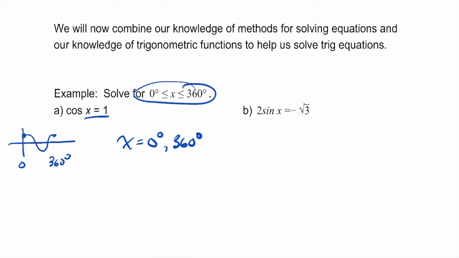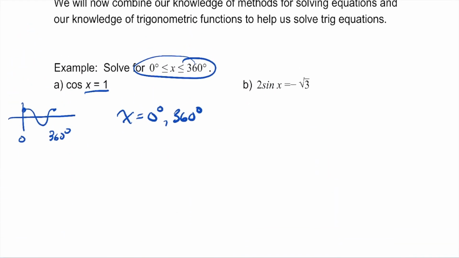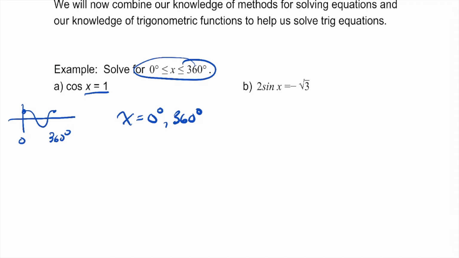The next question involves a little bit of algebra. What we always want to do is isolate a trig ratio first before we actually solve for the angle. So in this case, we want to divide both sides by 2. Here we're going to get sine of x is equal to negative root 3 over 2.